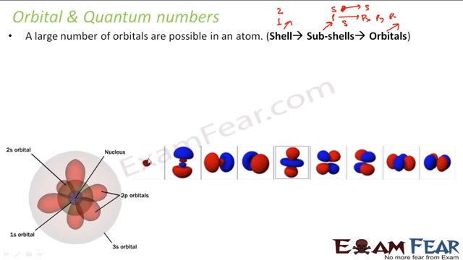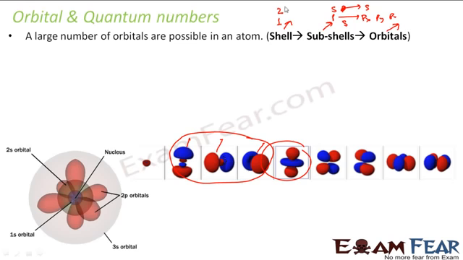I'll show you. This is px, py, pz. There are three orbitals in three different orientations. Sorry, only three.